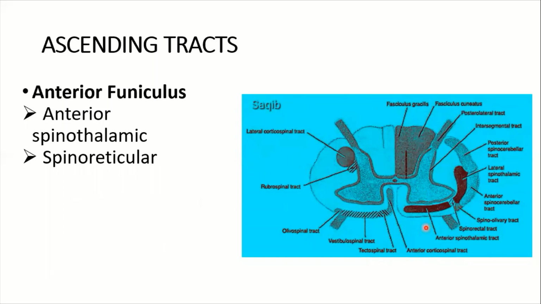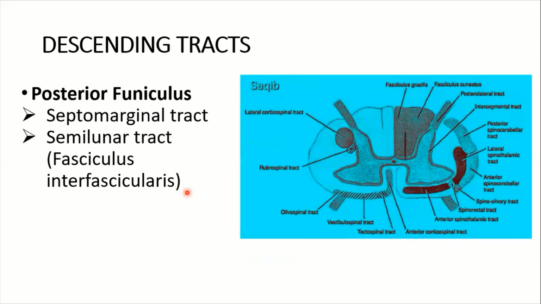Then in the anterior funiculus, what is present over here? The most important tract here in the anterior funiculus is the anterior spinothalamic tract. Also present, though not labeled, is the spinoreticular. These few words were about the ascending tracts, their nomenclature, and their placement in the various funiculi of the white matter. And now we'll talk about the descending tracts.